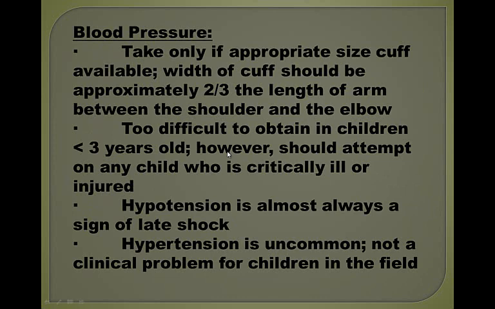When you take the blood pressure for a pediatric patient, you need to make sure that you're using an appropriate cuff size. The width of the cuff should be approximately 2/3 the length of the arm between the shoulder and the elbow. It is often very difficult to obtain a blood pressure in a child less than 3 years old, and should only be attempted if the child is critically ill or injured.